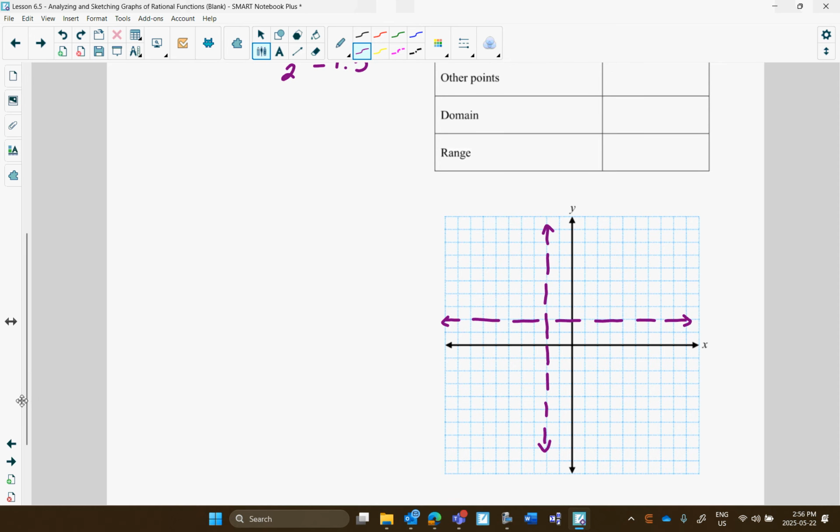Where's 1.5 on the y? Here, right? So I know part of my graph is going to be in this section, isn't it? Which means that it's a pretty safe bet that the other part is going to be in this section. Okay?